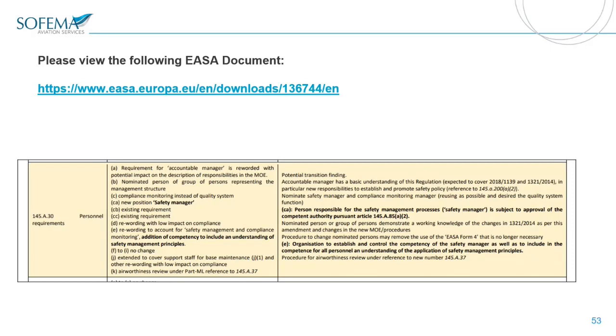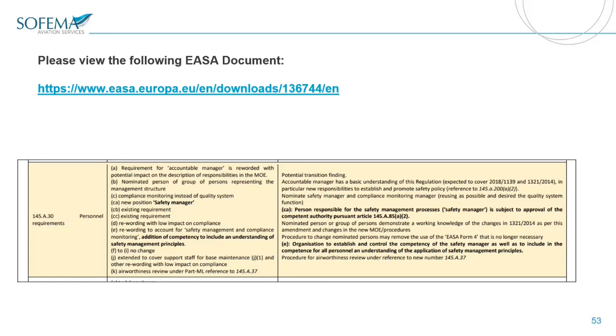And it's identifying the expectations. And you can see, for example, the accountable manager has a basic understanding of the regulation. So we're talking about both 2018-1139, the basic regulation, excuse me, and the 1321, the continuing airworthiness regulation.